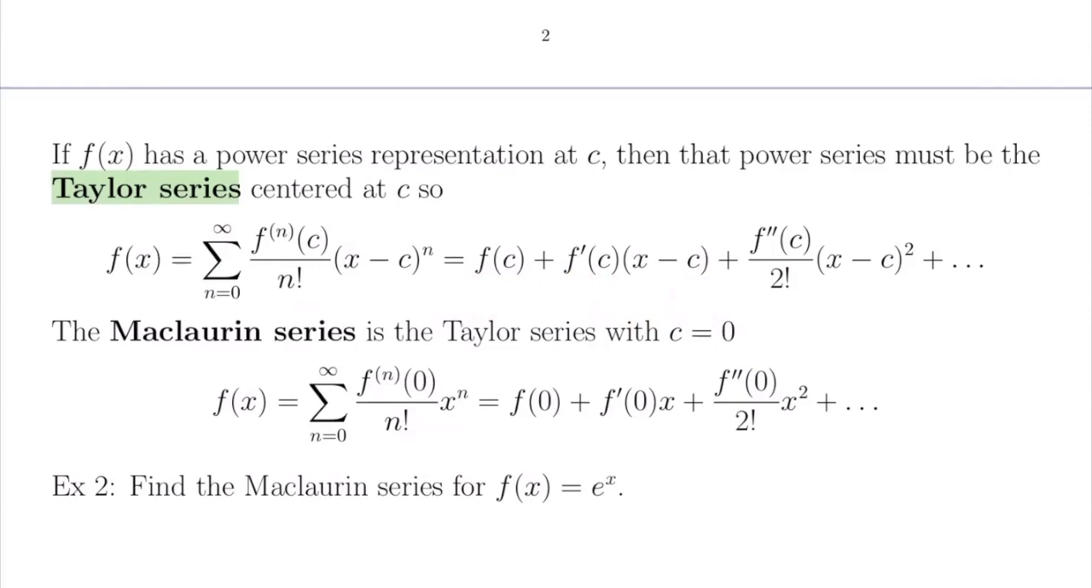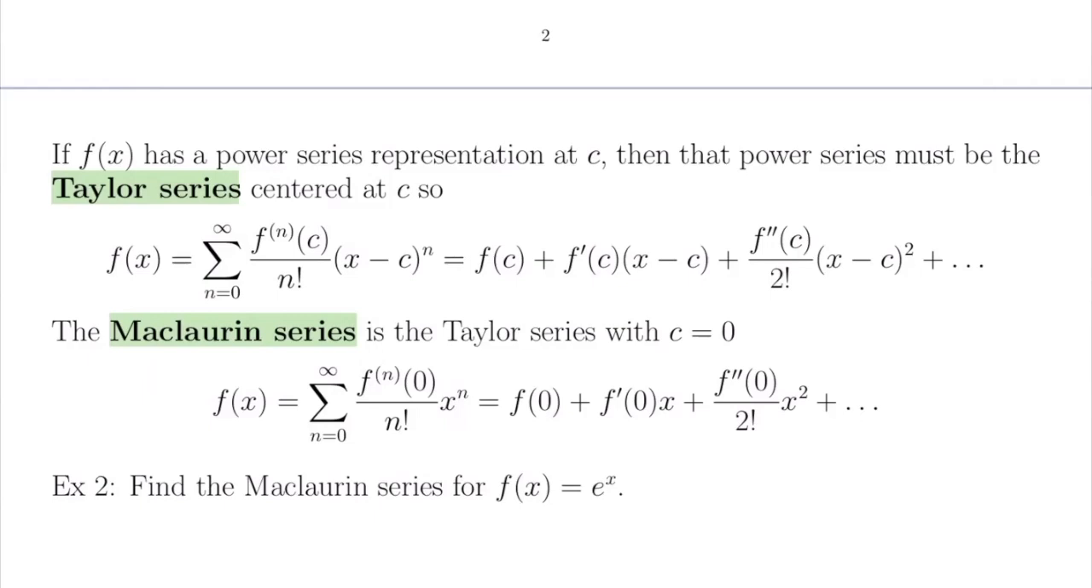And then that also leads us into something called the Maclaurin series. I can never spell that for some reason. Maclaurin's a funny name, so it's just the Taylor series with c equals 0. It's convenient. And again, we're assuming that f of x has a power series representation.